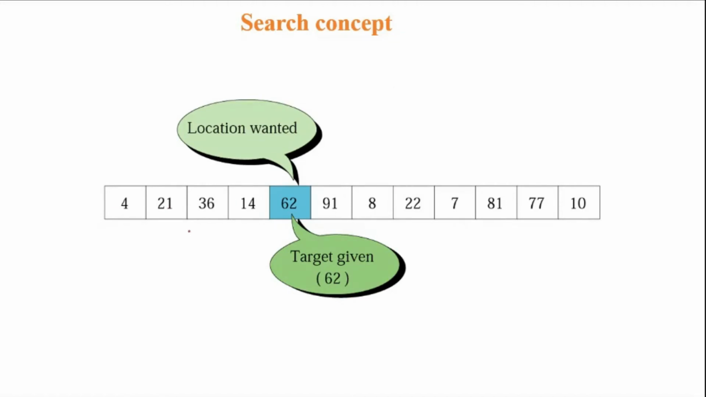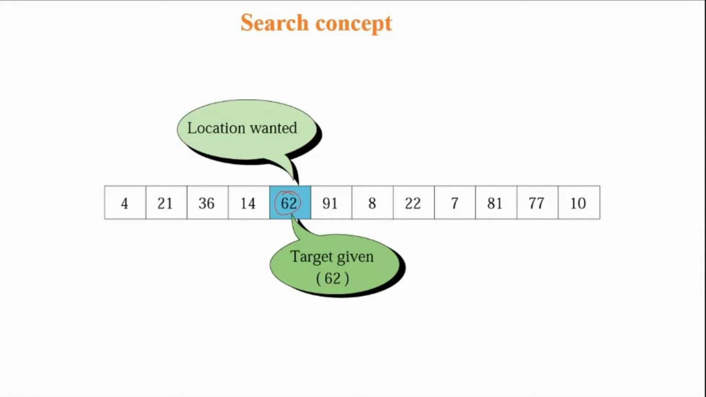We have a number of integers in an array listed here. A number of values are listed here, and we have to find a specific value. Say in this case, what we have to find is 62. We have to find 62 in this case.